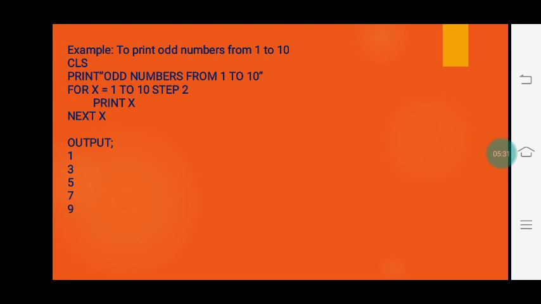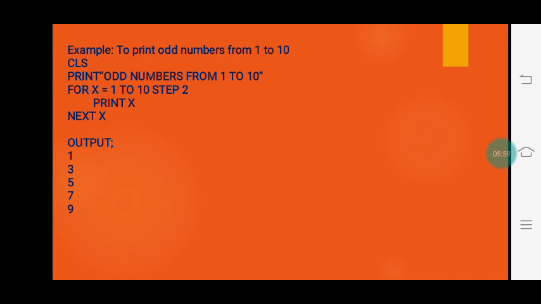To print odd numbers from 1 to 10. Every program starts with CLS. Then print odd numbers from 1 to 10. Then for x is equal to 1 to 10, where x is an integer, the initial value is 1 and the final value is 10. Now we want to increase the value by 2, so step 2. Then print x, next x.